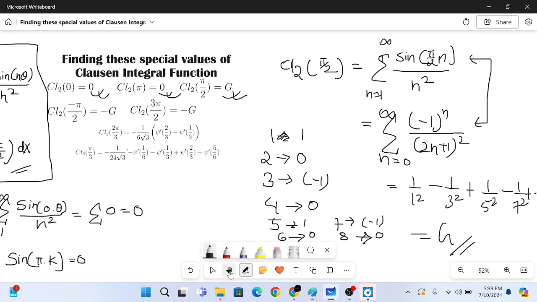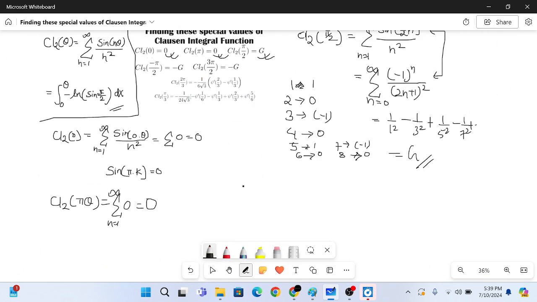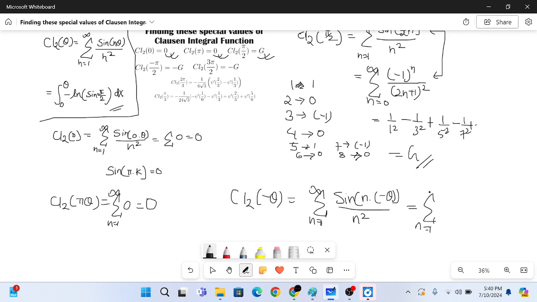Now CL2 of minus pi by 2. First of all, we know that the CL2 function is an odd function. CL2 of minus theta will be the sum from n equals 1 to infinity of sine of n times minus theta, divided by n square. Since sine is an odd function, this sum will be equal to minus sine of n theta by n square. Now this minus sign can come out of the sum. So we have minus the sum from n equals 1 to infinity of sine of n theta by n square.